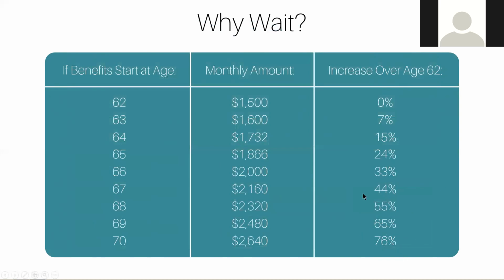All right, so it goes from 1,500 to 2,640. And again, that doesn't take into account the cost of living adjustments that may be applied along the way, or if you're still working and paying into the system, as I talked about a moment ago. This is just purely the percentage increase by waiting.